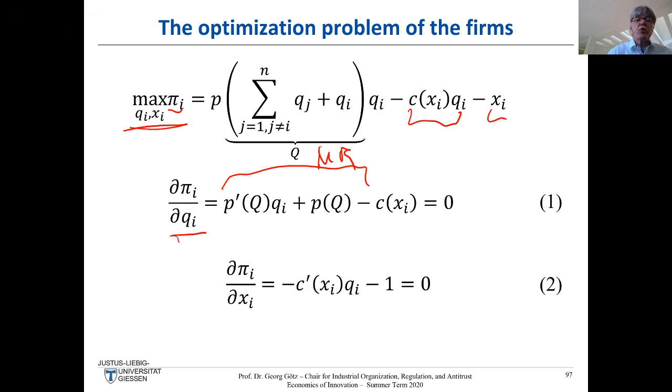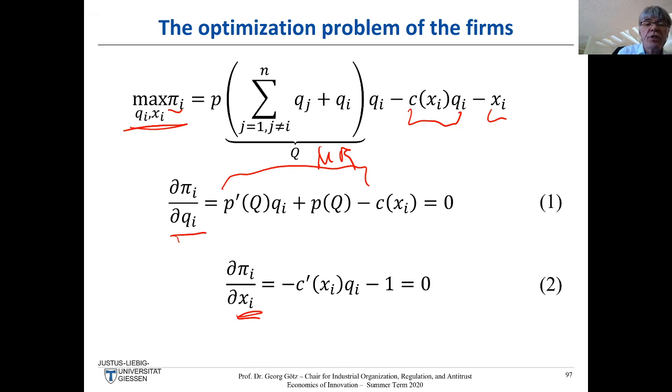This would be marginal revenue, which has to be equal to marginal cost. And the second one is even more interesting, because this is the condition with respect to the R&D expenditure.